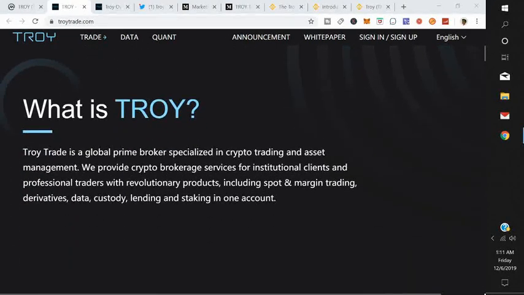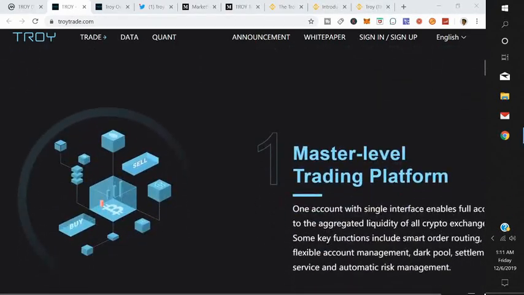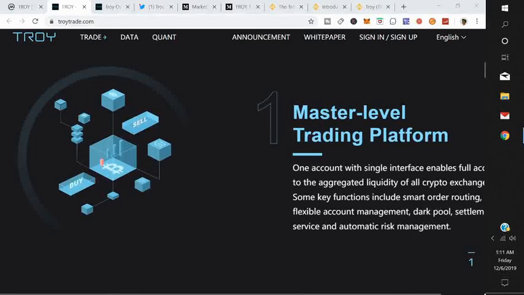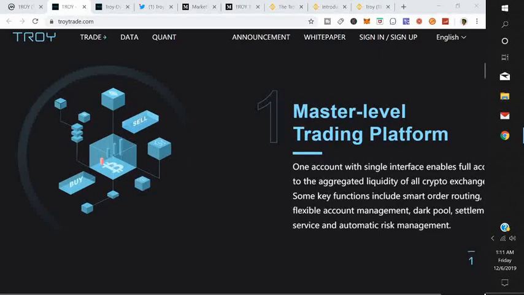So what is Troy? Troy Trade is a global prime broker specialized in crypto trading and asset management. We provide crypto brokerage services for institutional clients and professional traders with revolutionary products including spot and margin trading, derivatives, data, custody, lending, and staking in one account. It is a master level trading platform. One account with a single interface enables full access to the aggregated liquidity of all crypto exchanges. Some key functions include smart order routing, flexible account management, dark pool, settlement service, and automatic risk management.